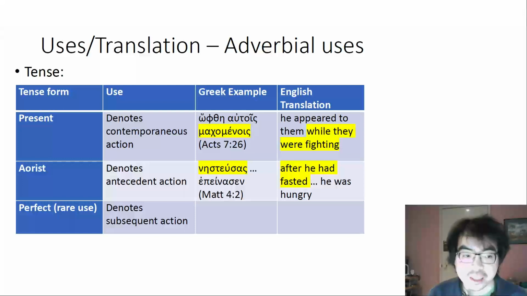The aorist tense form denotes antecedent action, where the action of the participle happened before the action of the main verb. In Matthew 4:2 we have, "after he had fasted," that being the participle, "he was hungry." It is for this reason that the adverbial participle in the aorist tense is often translated with a simple past tense verb in English. And finally, the perfect tense form, which is used very rarely, denotes subsequent action, where the action of the participle happens after the action of the main verb.